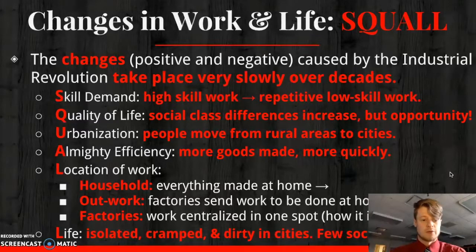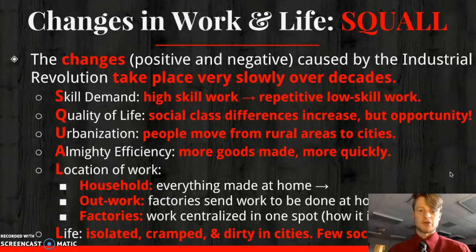Urbanization. So with all those peasants coming into cities, it means that people are moving from rural areas to those industrial areas themselves. So we actually get people eventually living more in cities than they do out in the middle of the countryside.